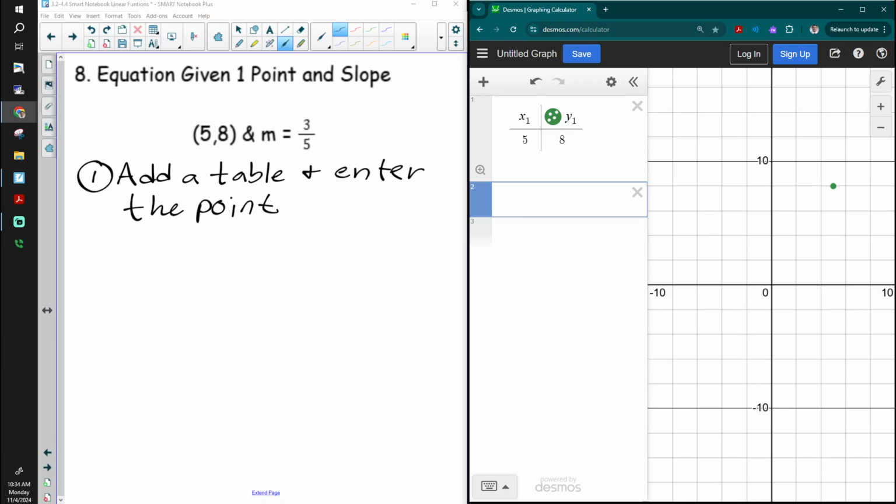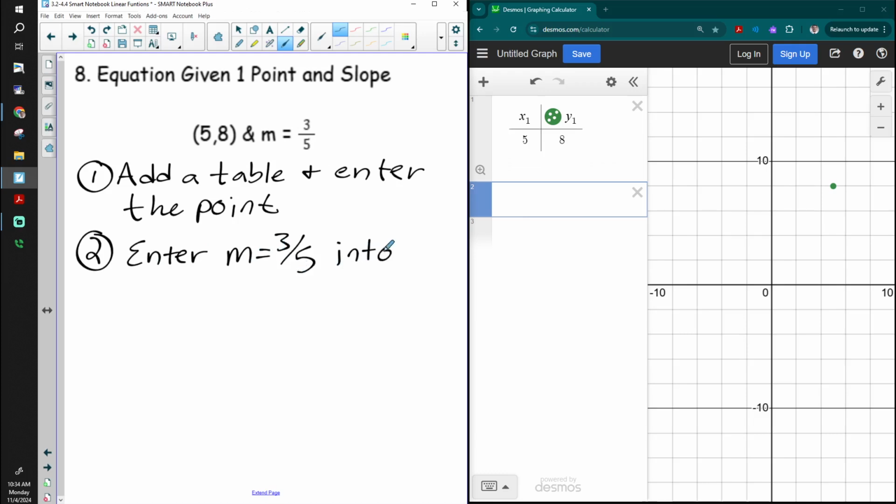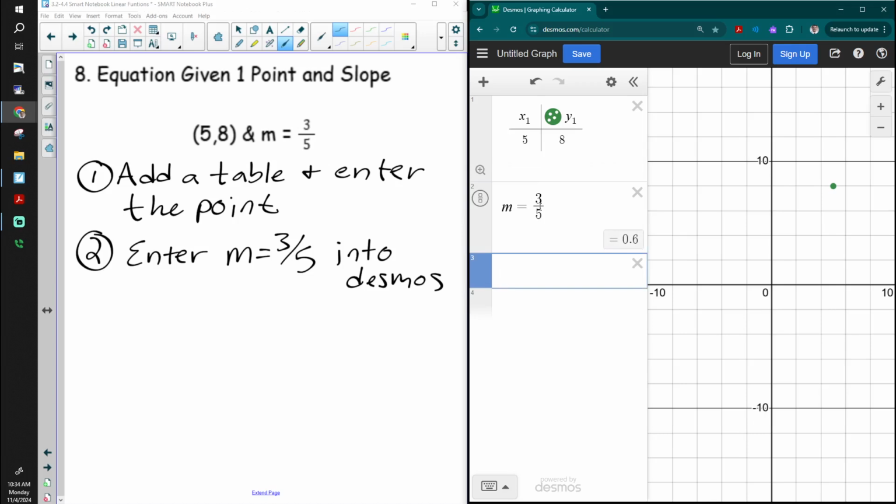We also have to tell Desmos that we know the slope. So second step, enter m equals 3/5 into Desmos. So now we're going to also tell Desmos, hey, m equals 3/5.